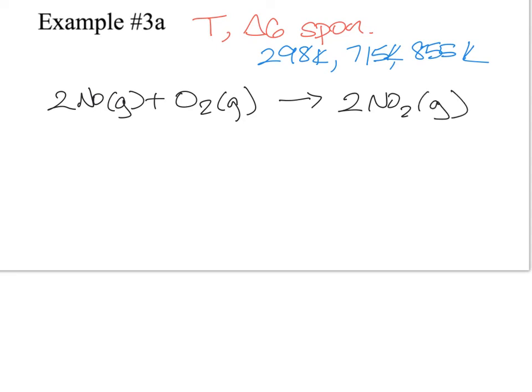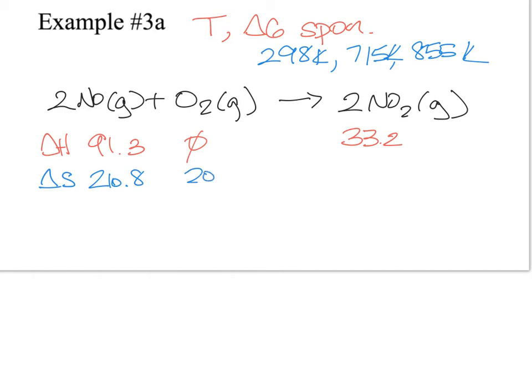Delta H in kilojoules: 91.3, 0, 33.2. Delta S: 210.8, 205.2, 240.1.